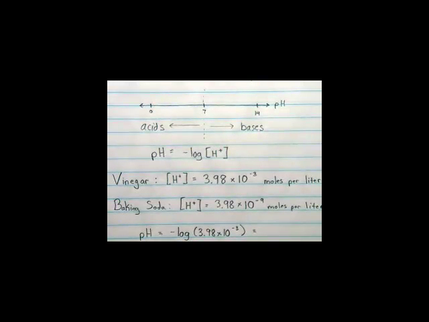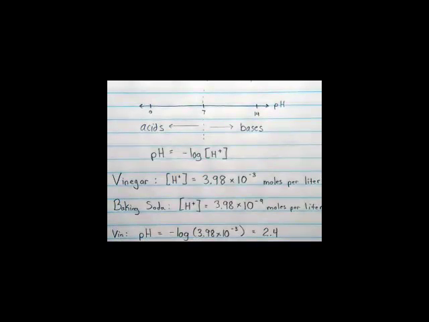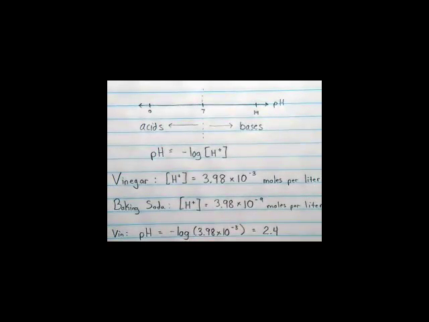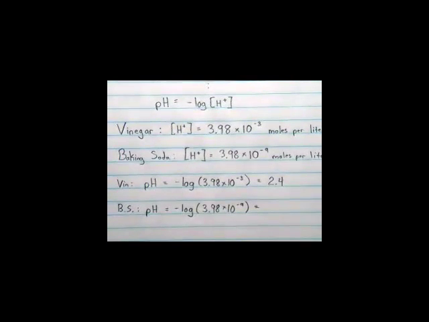2.4, is that what we got? Okay. And then, so this is for the vinegar. And then the baking soda, we would expect the pH to be something between 7 and 14. So negative log of 3.98 times 10 to the negative ninth. So 8.4.